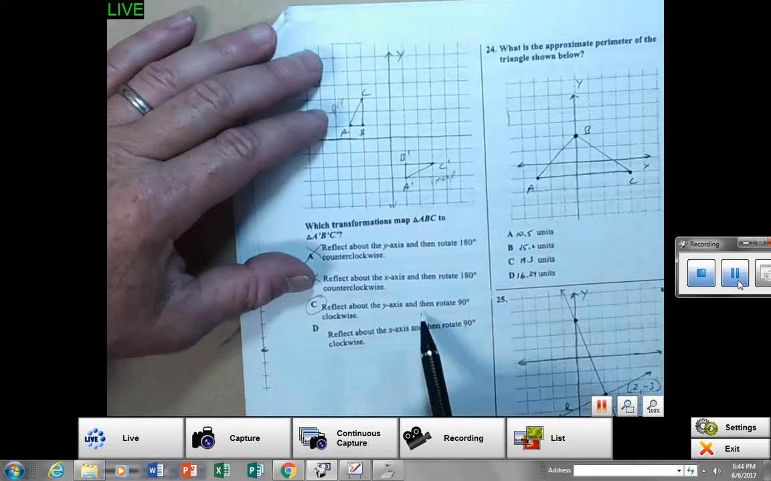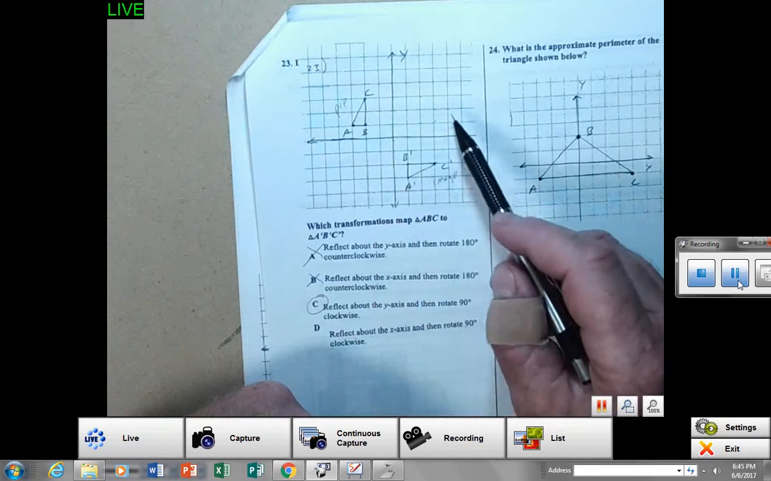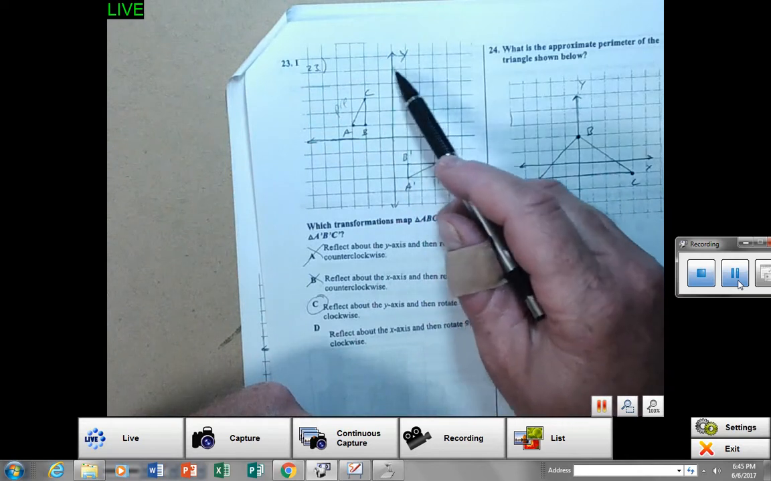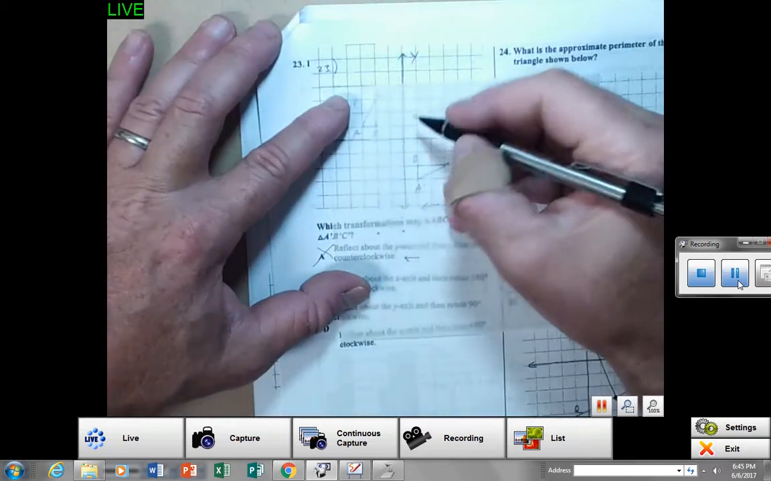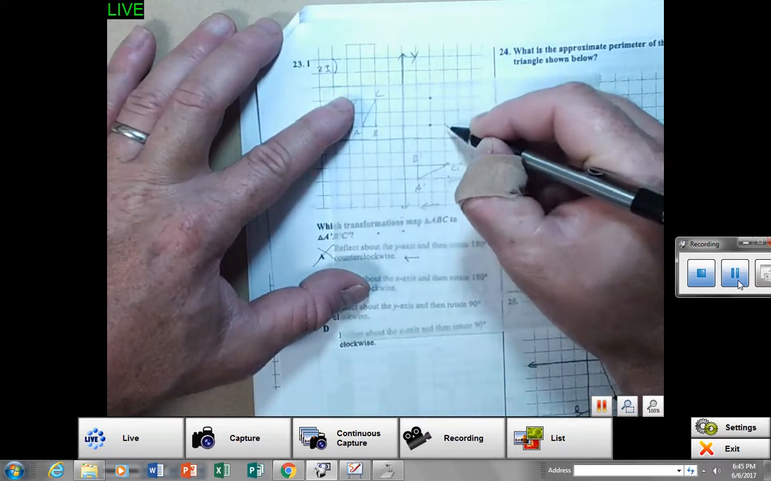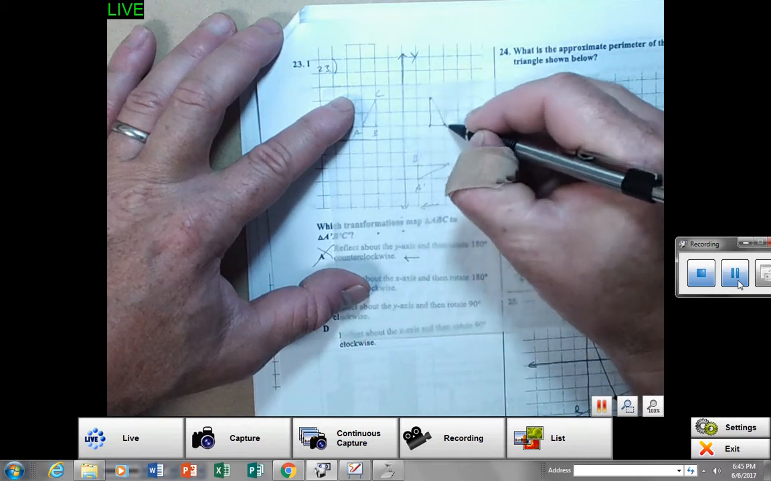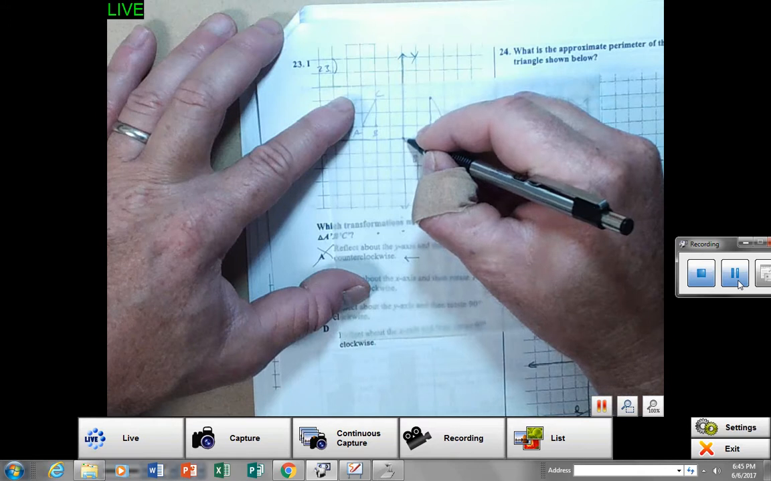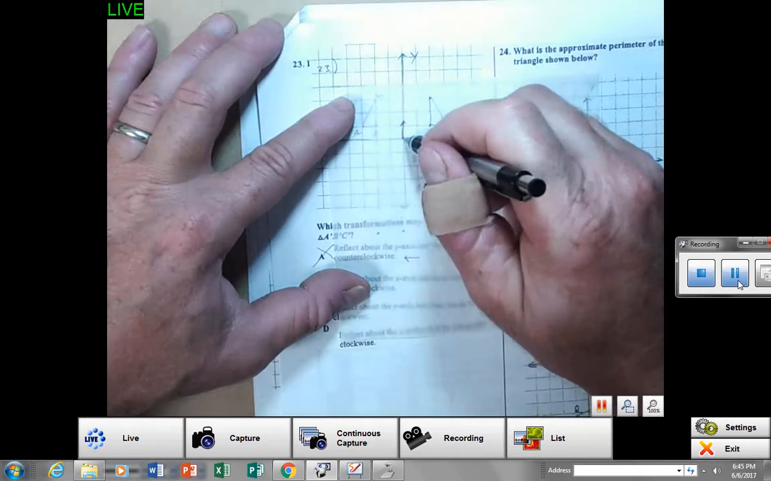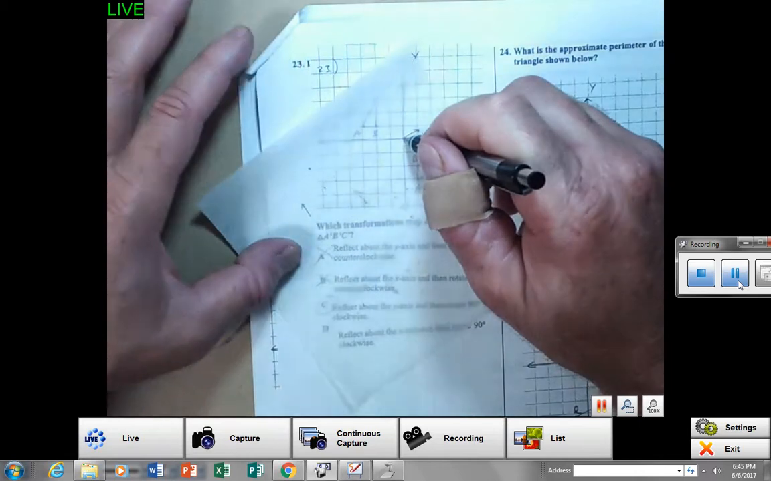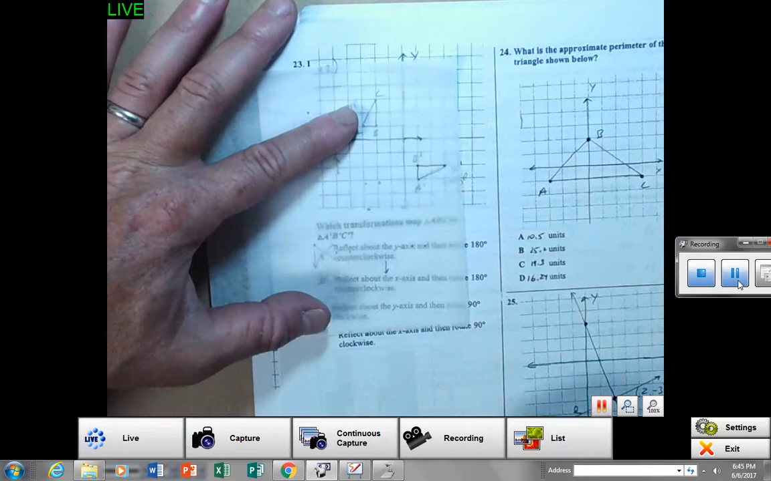Reflect across the y-axis means I'm reflecting over here and then rotating 90 degrees clockwise. This is clockwise in this direction. So if I reflect it first straight across the y-axis, this up and down line, there's my triangle reflected, and then I'm going to move it 90 degrees clockwise like a clock. That's going to move my arrow from here 90 degrees to right there, and you can see it ends up right there. So that is the correct answer.